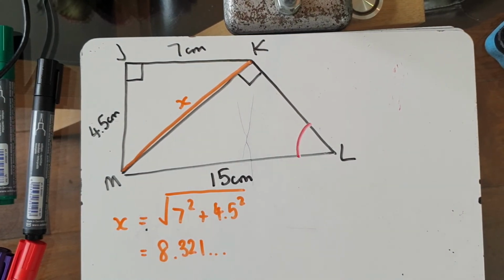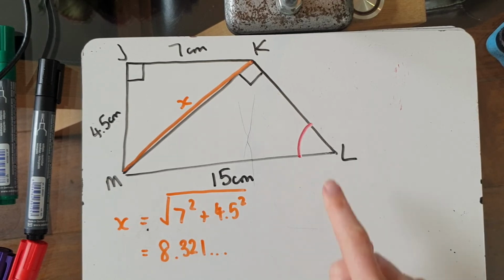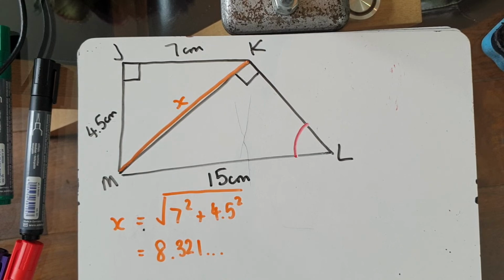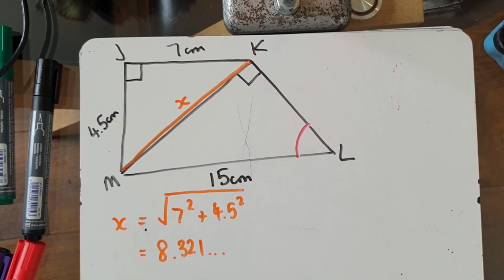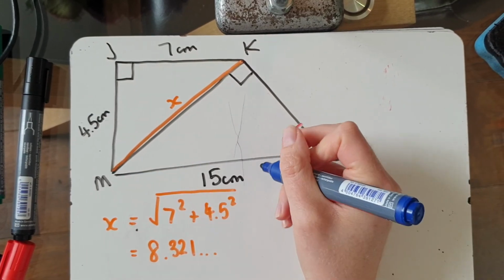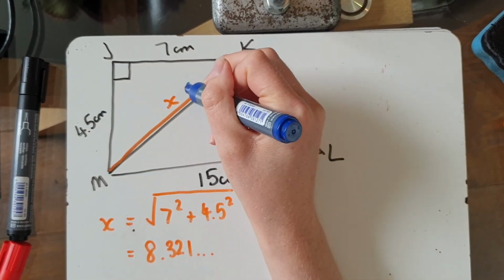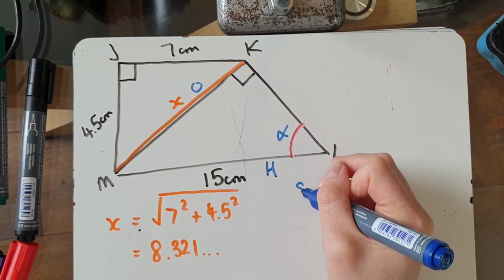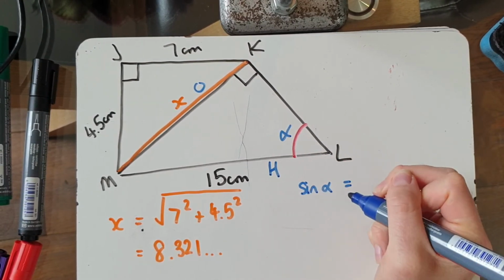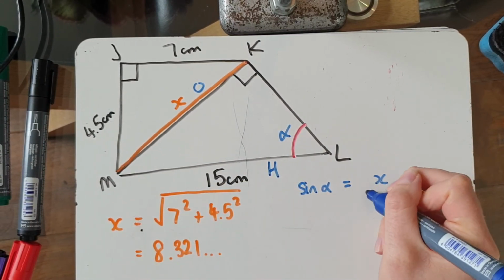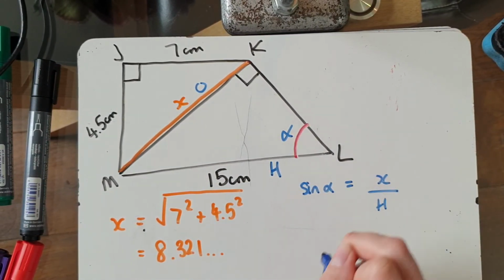So let's use the sine rule, right? We absolutely could do, but this is a right angle triangle. So why don't we just use normal trigonometry? We've got this angle is what we want. We've got the hypotenuse, and we've got the opposite. So if I call this alpha, we can actually just say that sine alpha is equal to x, which is this 8.32 and so on, over the hypotenuse.